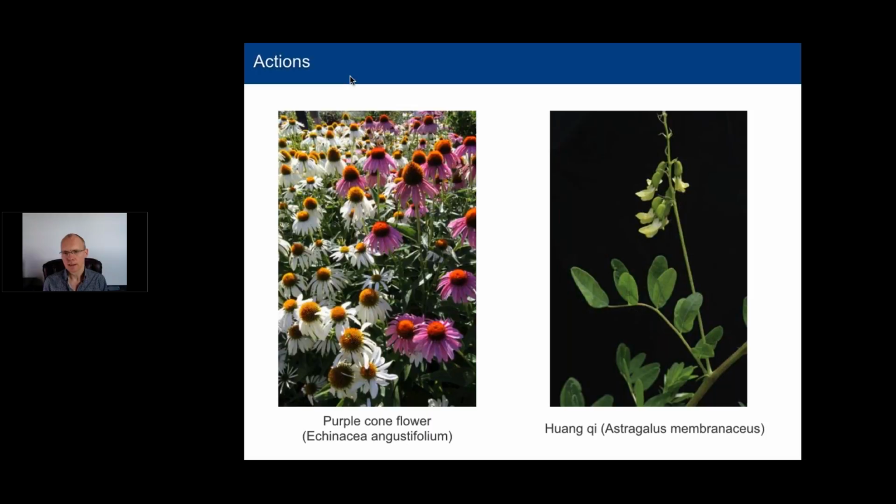Another herb is hongqi, which is what it's called in Chinese medicine, or we often refer to it as astragalus. This is a herb that's used in traditional Chinese medicine, and I'm just looking over to make sure we're recording this. I hope we are.